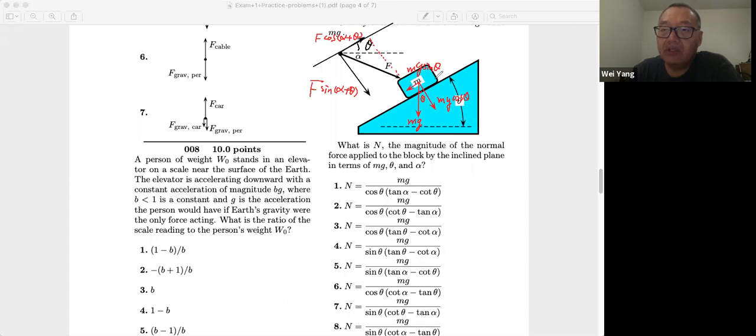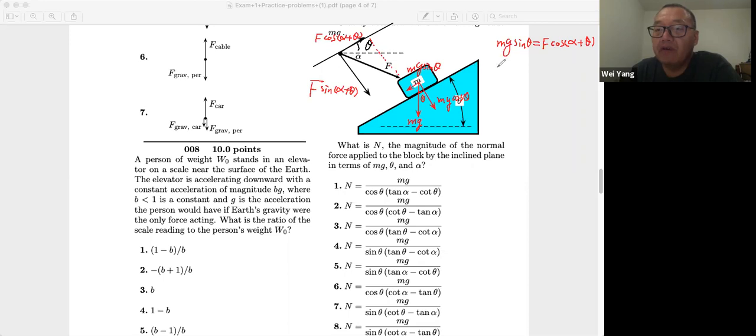They tell you this force pushes this block up along this incline at constant velocity. So that means mg sine theta will equal F times cosine alpha plus theta, right? That means the sum of these two forces equals 0. This is the first equation we get.